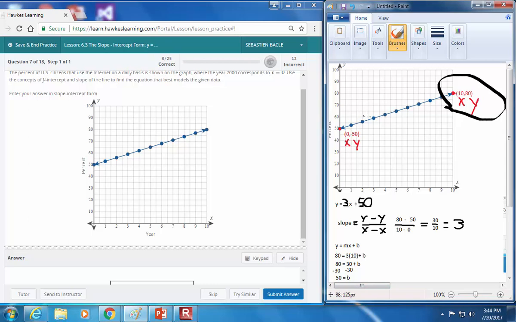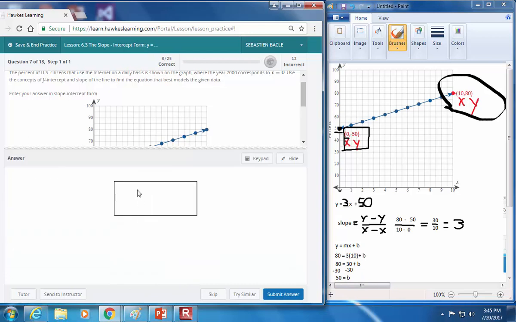So what was the easy way? The easy way was to notice that we already have the y-intercept right here. Anytime you have a point that starts with 0, that is your y-intercept, and you can actually see that this point is on the y-axis. So 50 was our y-intercept right there because that's where the line starts. So that's the easy way of doing it. But you can do it the hard way and it comes out the same.